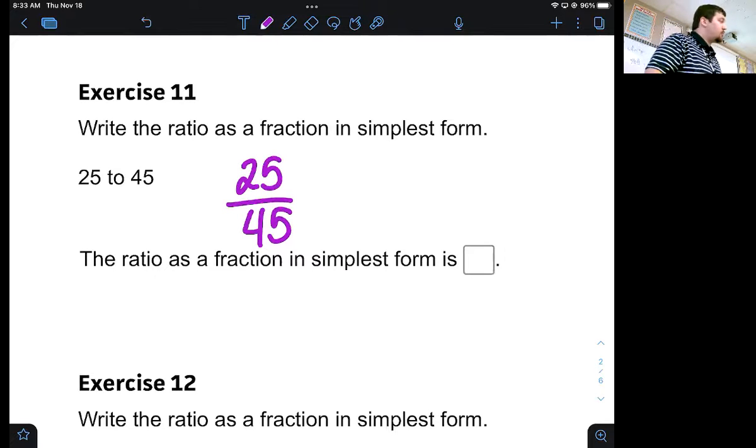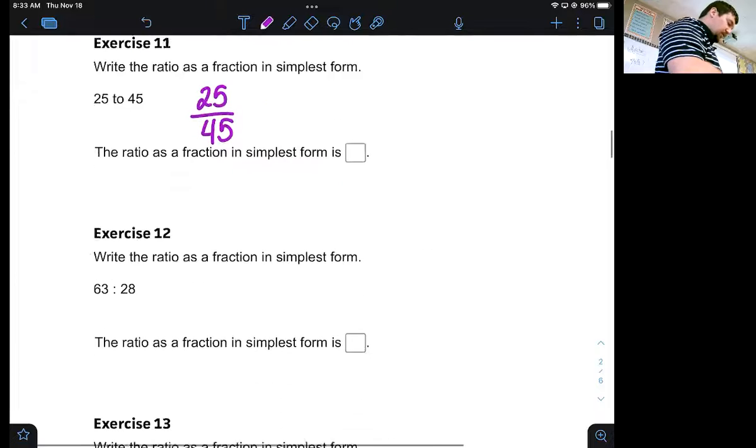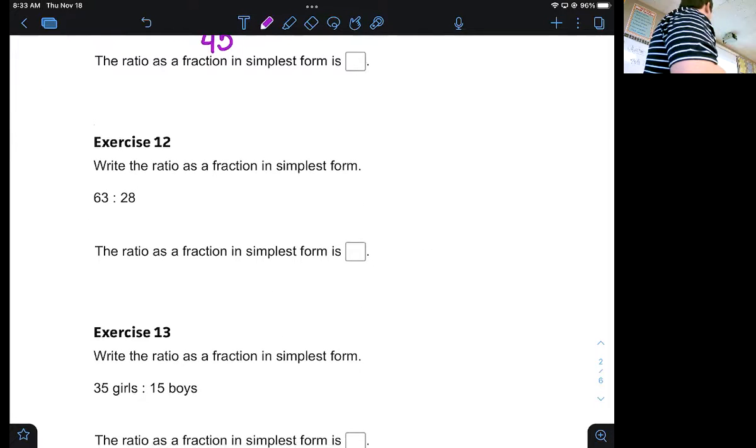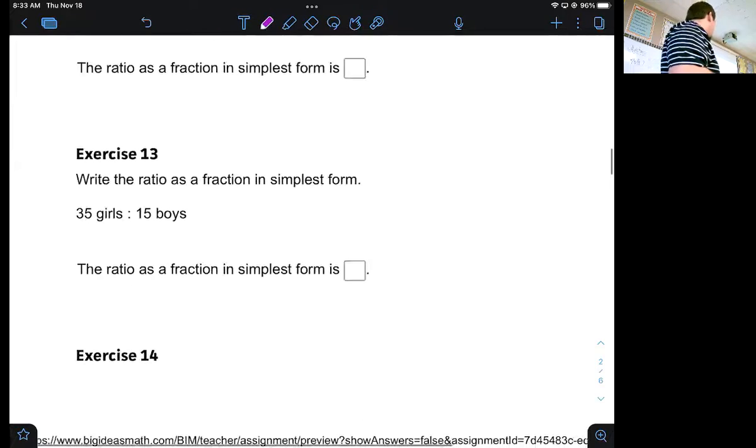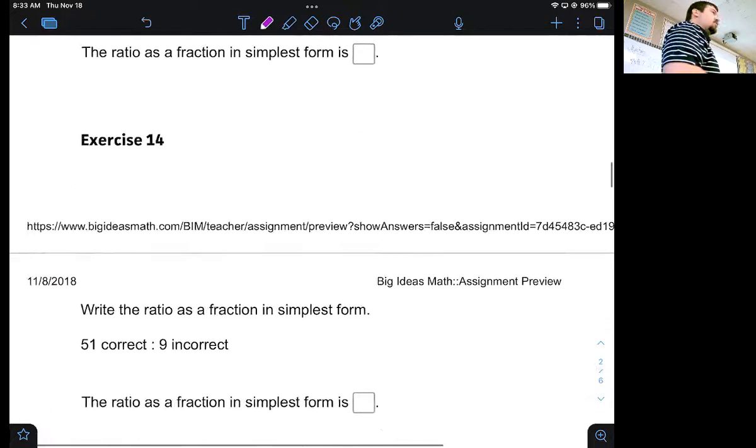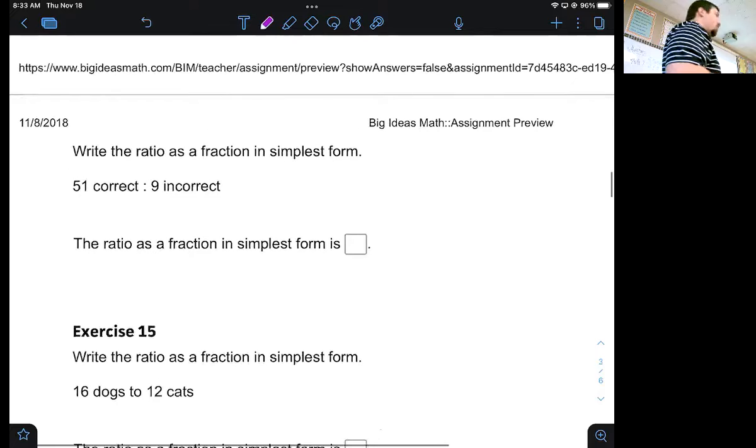So Ella, what do you think you could reduce 25 and 45 by? 5. Didn't you reduce fractions on your chapter 5 opener? So yeah, that's what you're doing for number 12. Write it as a fraction and reduce it. What's a number that can go into 63 that also would go into 28? 7. Nice job. All of these will reduce when you write them as fractions. So don't just leave them as their unreduced form.